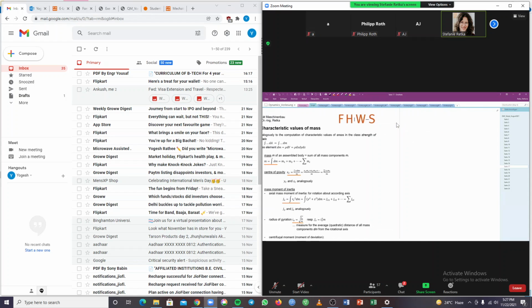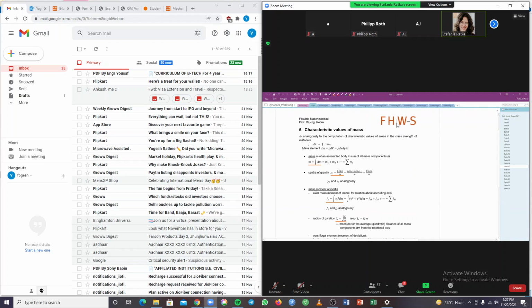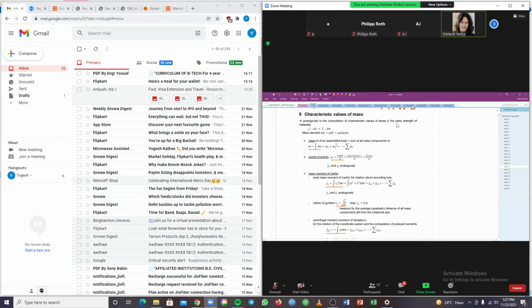Okay, so chapter 5 discusses the characteristic values of mass, the J that you've seen before, that was given in a few problems already. Now we want to talk about how we can compute the characteristic value of mass. So this is quite similar to the class Strength of Materials that you're hearing parallel to this course, where you learned about the characteristic values of areas.